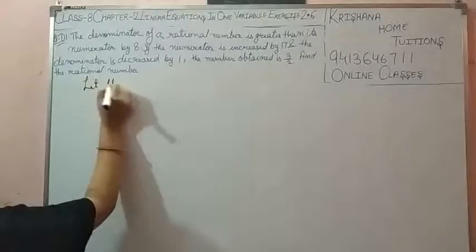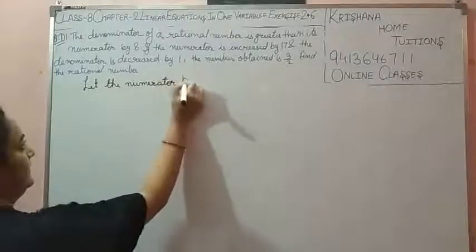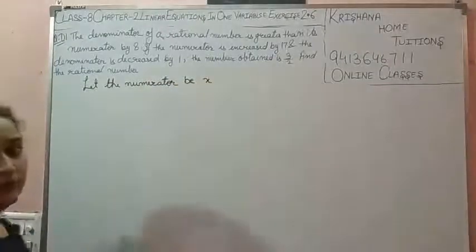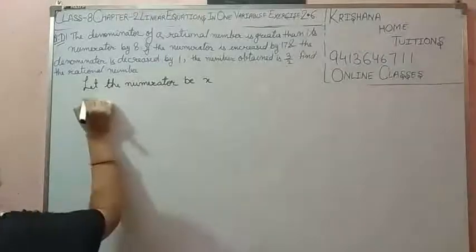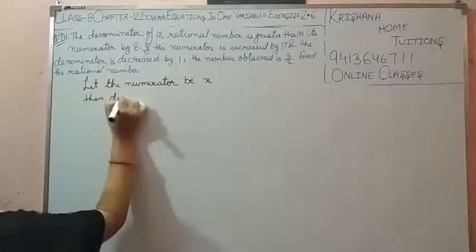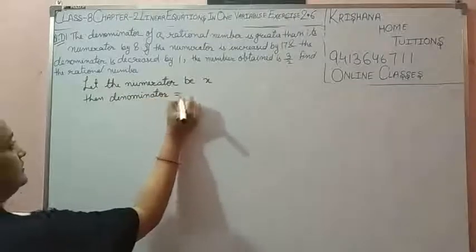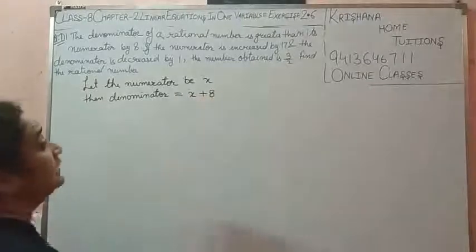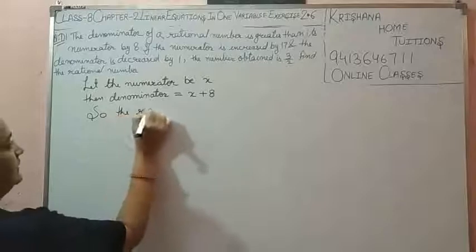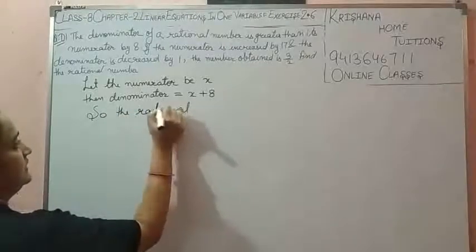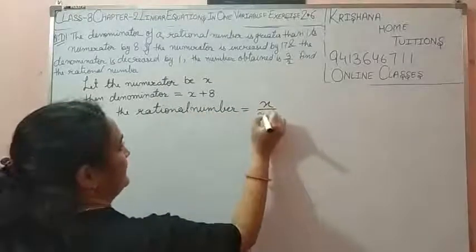Let the numerator be x. If the numerator is x, then the denominator is equal to x plus 8. Now in this ratio, the rational number is equal to x upon x plus 8.